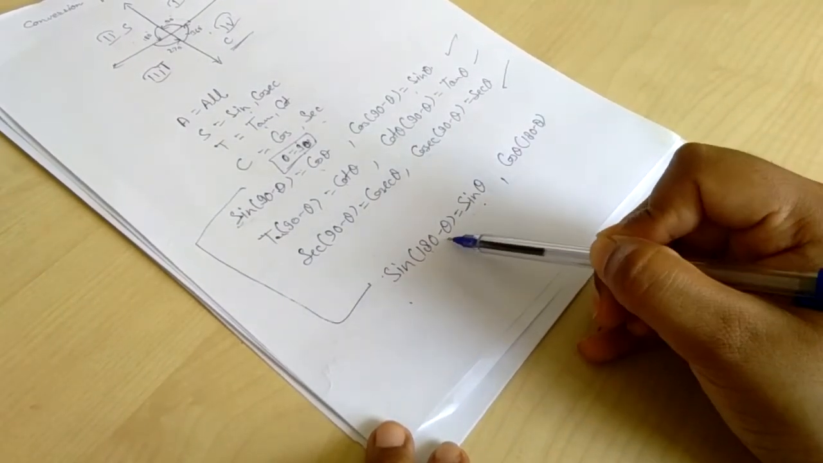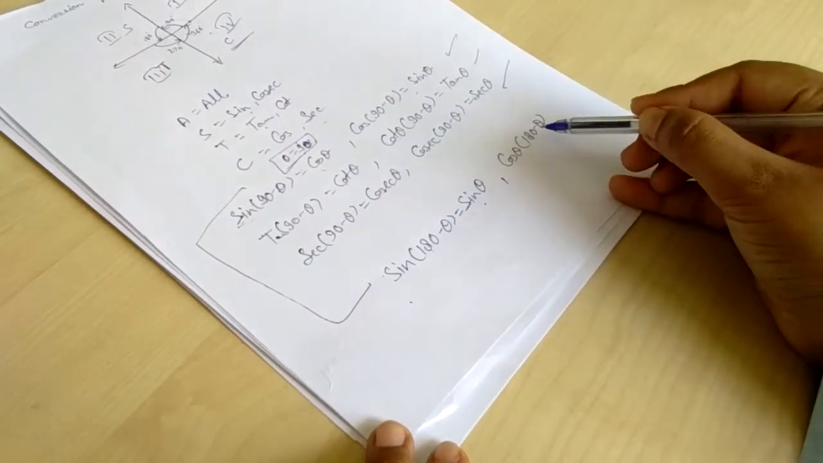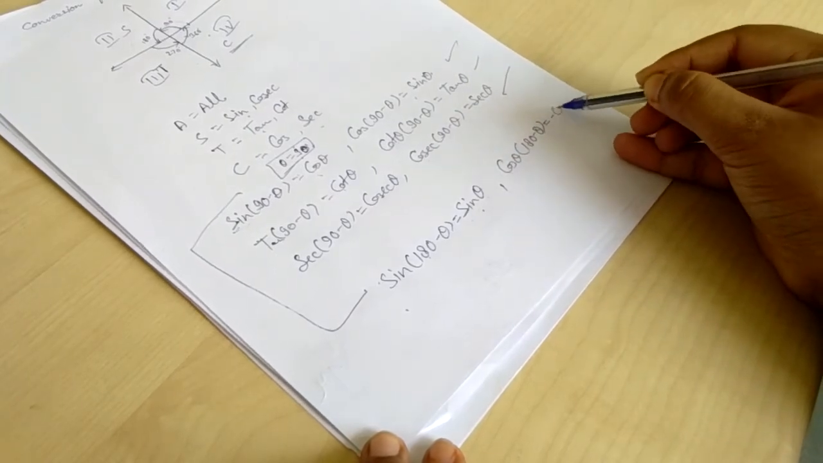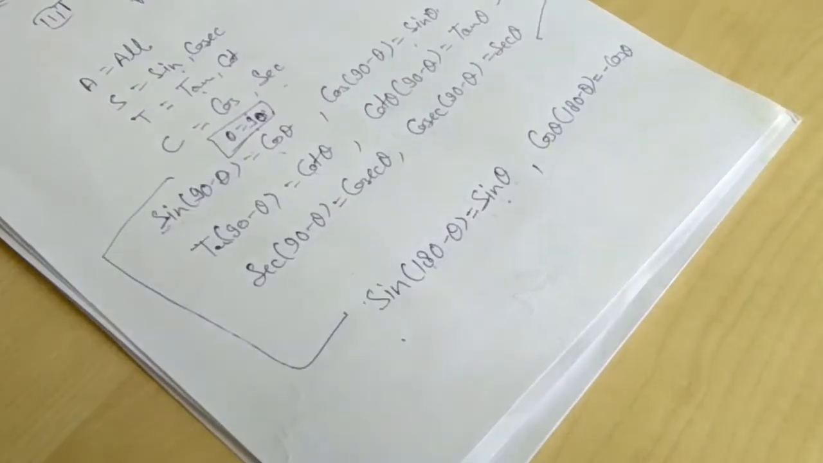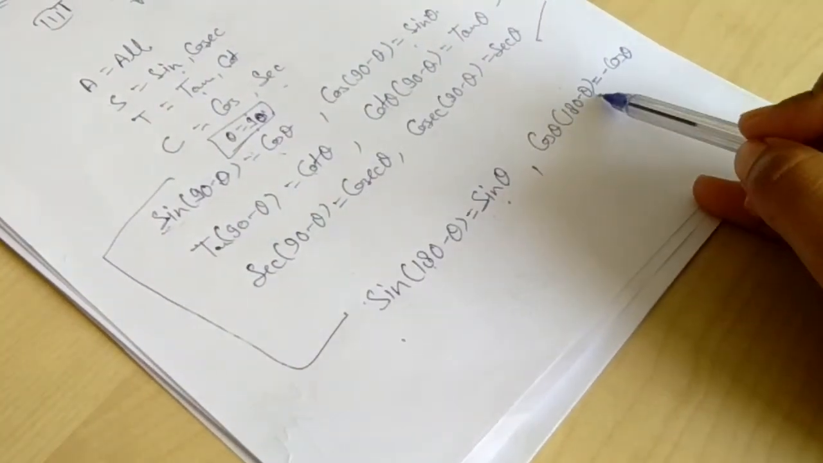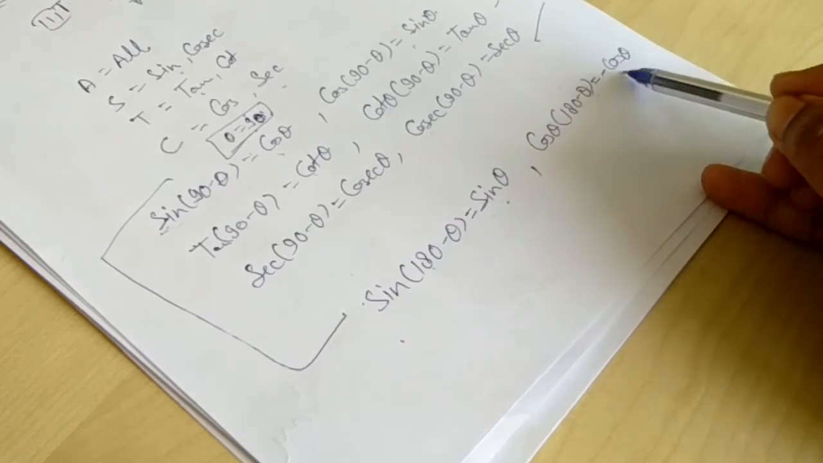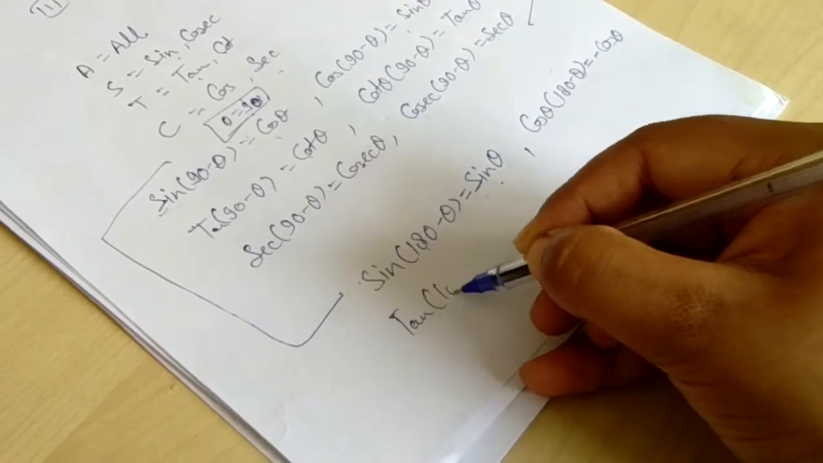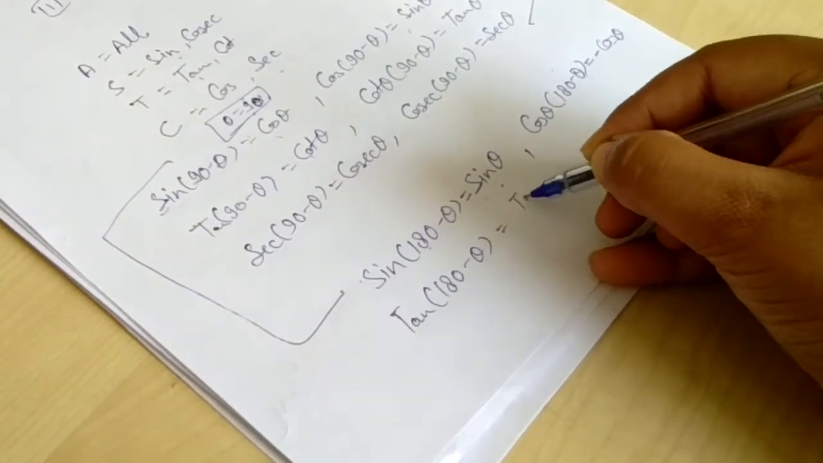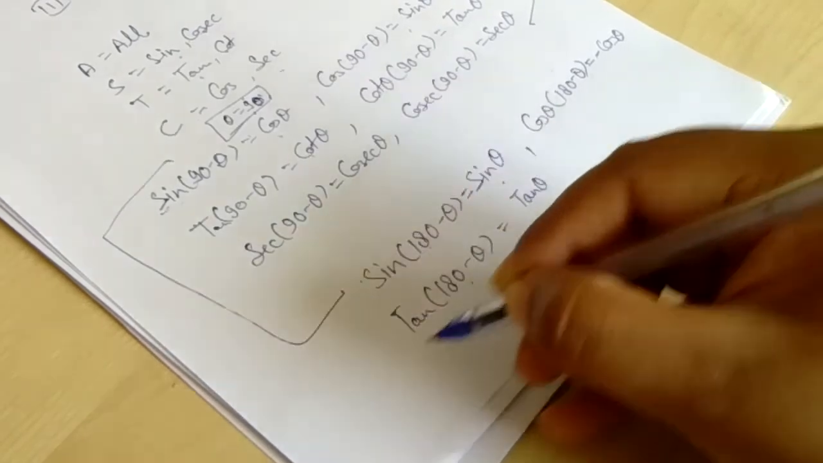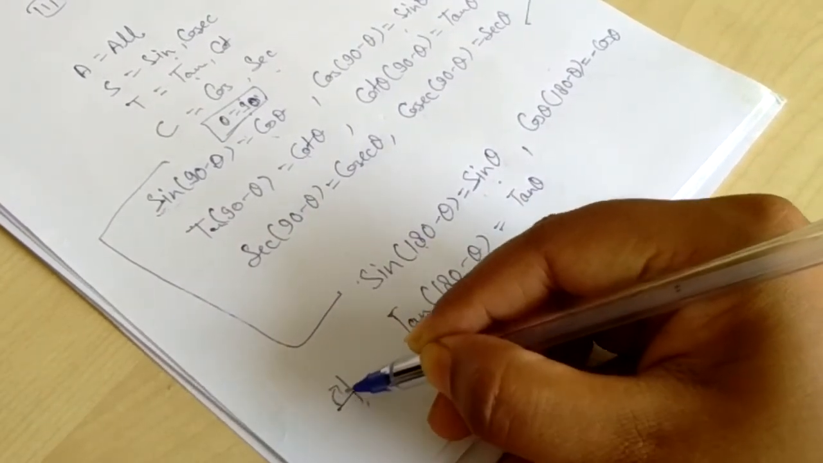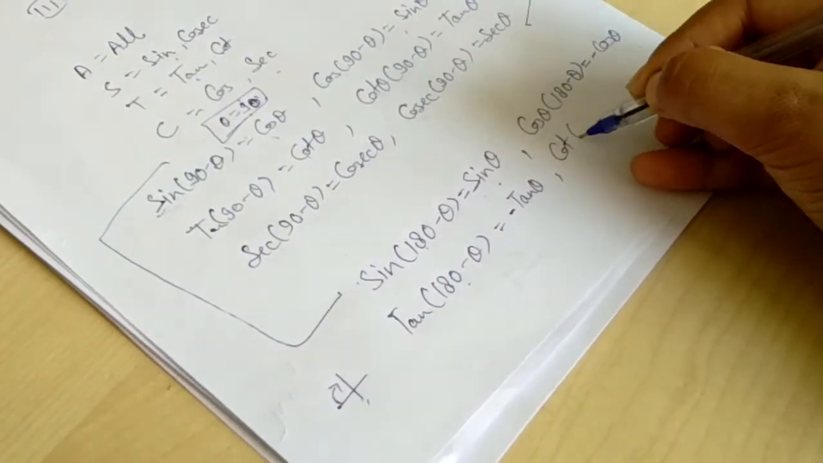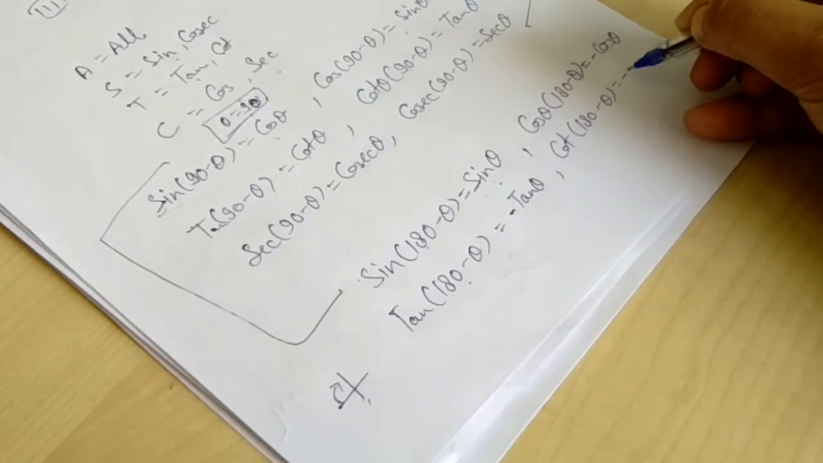If it is sine 180 minus theta, this is sine theta, but there will be changes in the sign according to the quadrant value. So cos 180 minus theta is minus cos theta. Now why is this? Because as we know in the second quadrant cos theta is negative, so the value will be negative, but there will be no change in ratio. Again tan 180 minus theta, there will be no change in ratio, but since 180 minus theta means second quadrant, and in the second quadrant tan is also negative, so this is minus tan theta. And cot 180 minus theta will be minus cot theta.